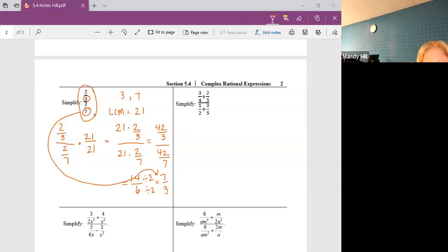When I look at this second one, I've got lots of things that are denominators here. I've got a 4 and a 5 and a 2 and a 5. So I need to look at those numbers, 4 and 5 and 2, and I don't have to list the 5 again. It's already been listed. I need to find the least common multiple of those numbers.